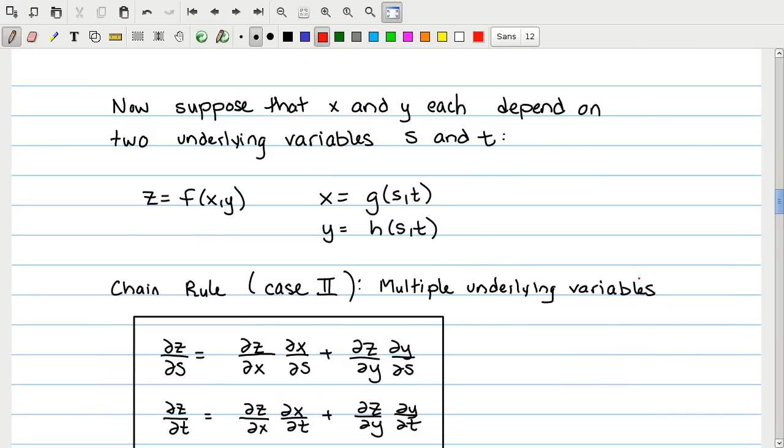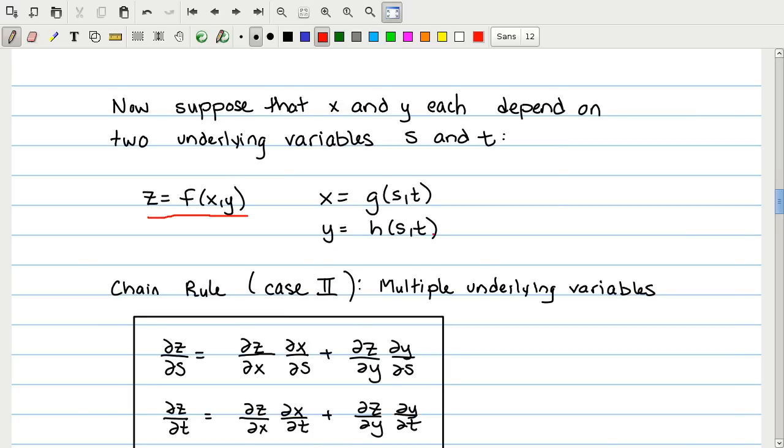Okay, so a simple example. Now let's make it a little bit more challenging. Again, let's consider functions of two variables. So we have here a function, z equals f of x and y. But now suppose that x and y both depend on two independent variables, two underlying variables. We'll call them s and t. So x depends on s and t, y depends on s and t.